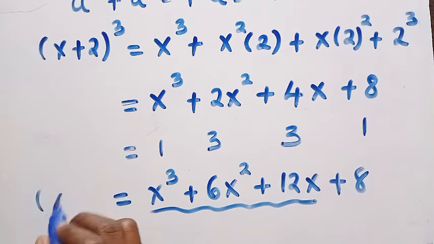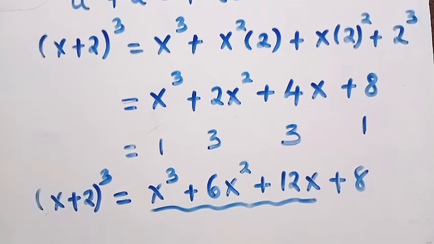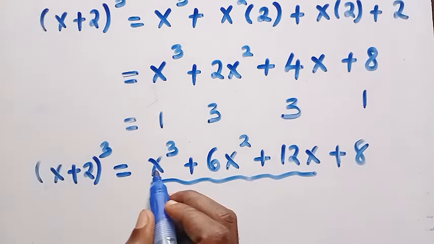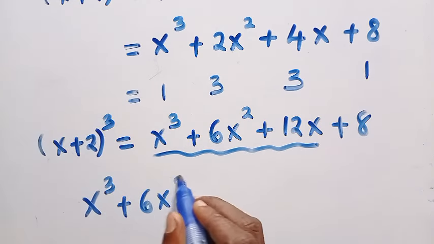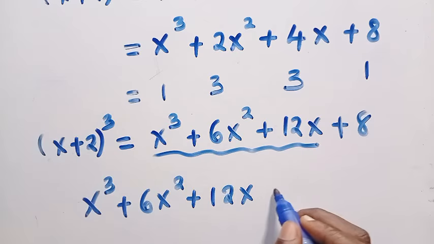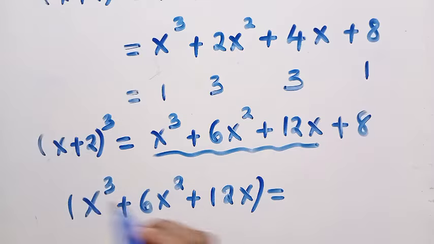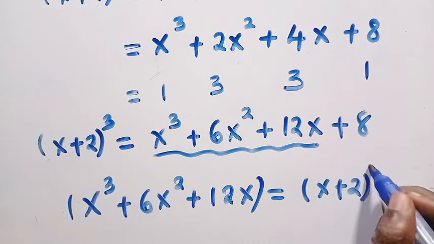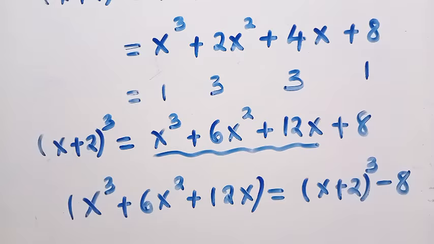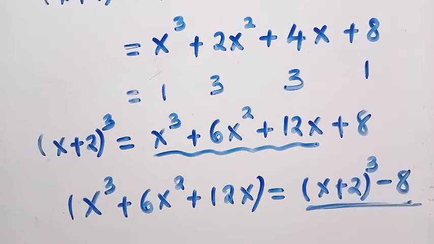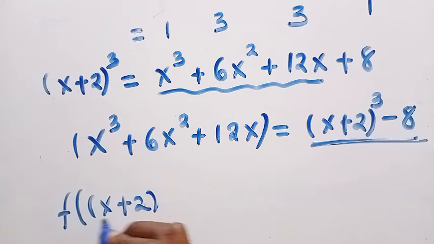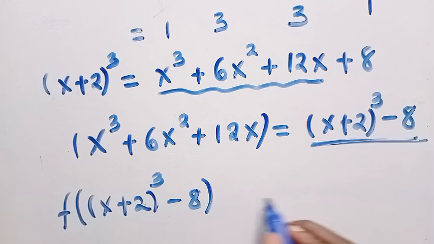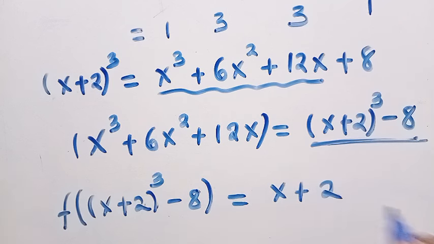Therefore, if everything is now x plus 2 raised to the power of 3, by making x cubed plus 6x squared plus 12x only, we are going to transfer this 8 to this side, as we have x to the power of 3 plus 6x squared plus 12x equals x plus 2 raised to power 3, then minus 8. We are now going to replace everything with this, as the new function now becomes f of x plus 2 raised to power 3 minus 8 equals x plus 2.